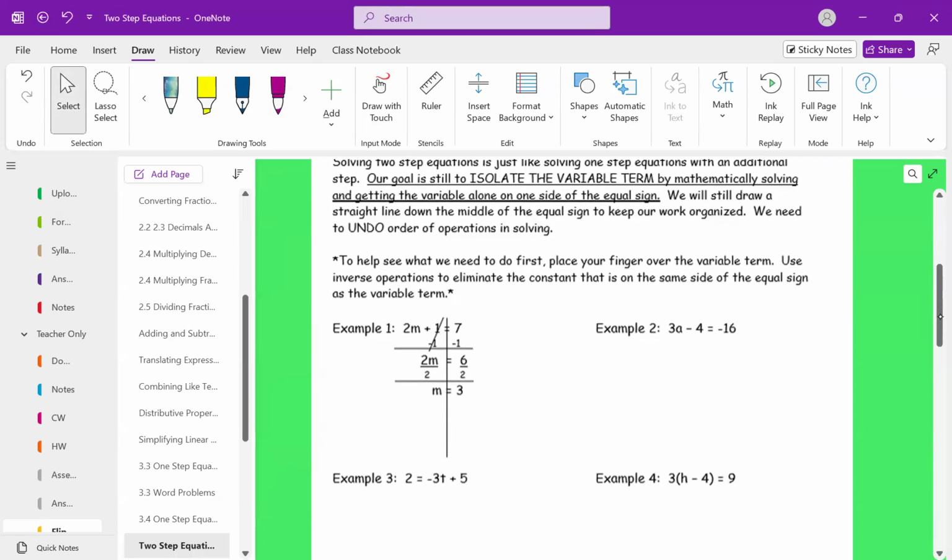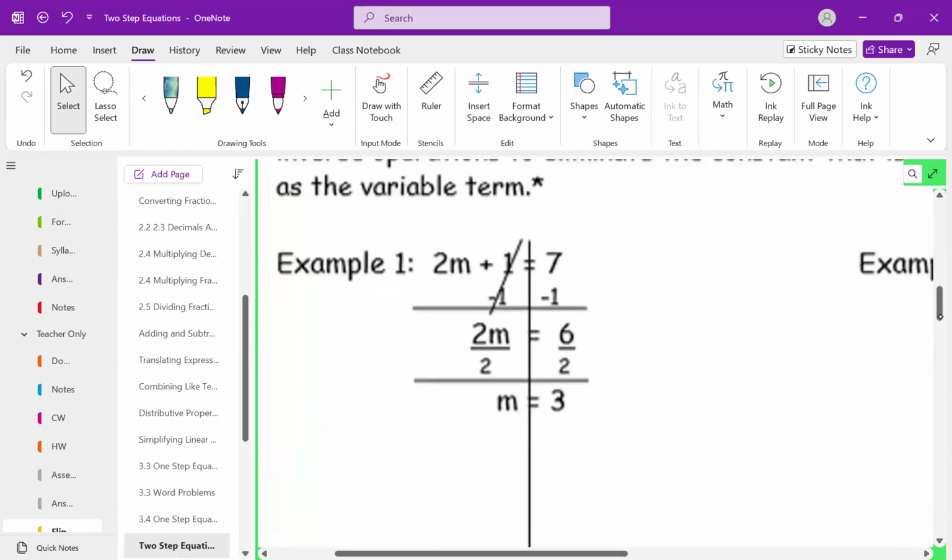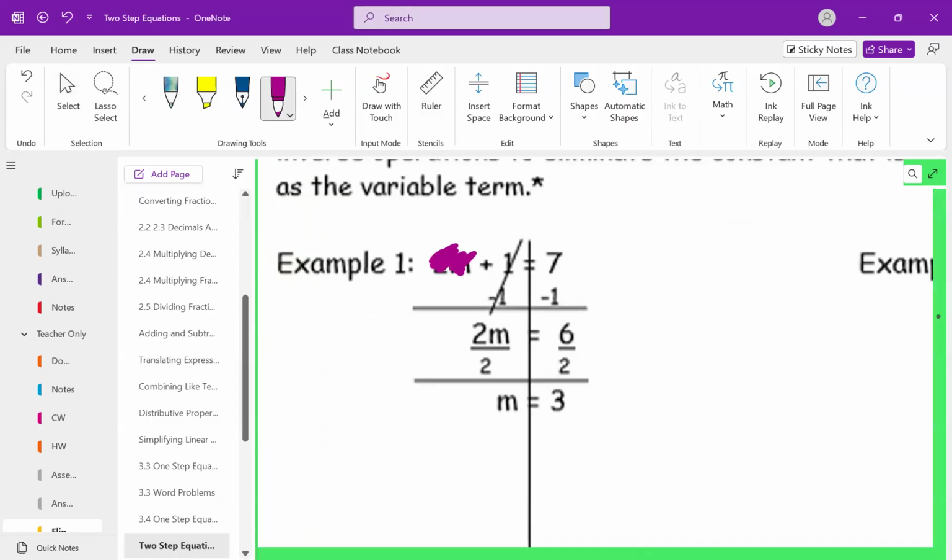So to see what we need to do first, what we're going to use as a tool is we're going to place our finger over the variable term. So in this first example, our variable term is 2m. So go ahead and put your finger over the 2m. And what you'll see is what's remaining on that same side is positive 1. So our first step would be to undo positive 1 with an inverse operation and subtract 1 from both sides.